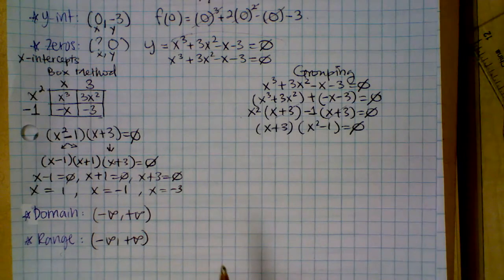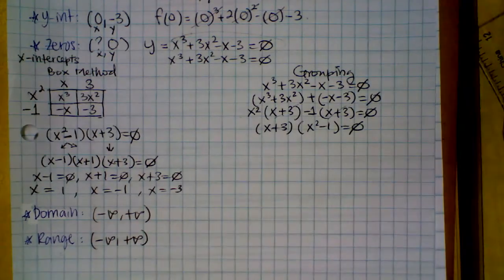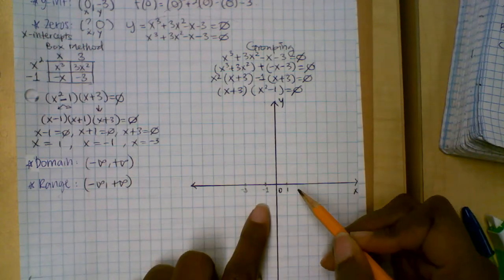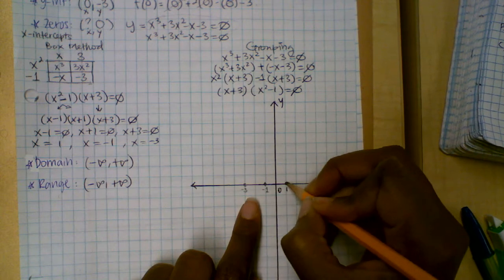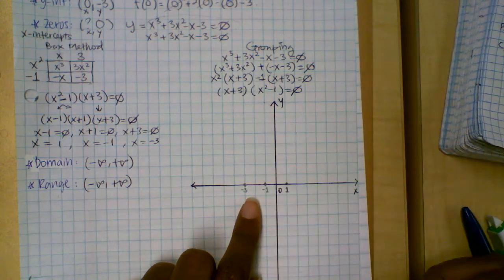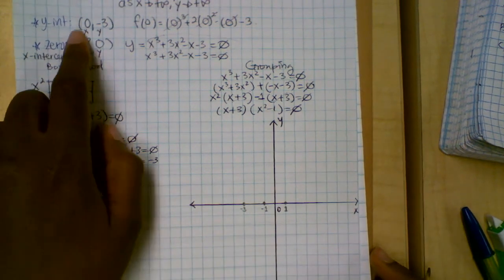We can now start sketching. So I'm going to sketch a polynomial on my right here. I'm going to label the x-intercepts, which are at -3, -1, and +1. Now after that, the y-intercept is at (0, -3). Remember, we found that to be (0, -3).